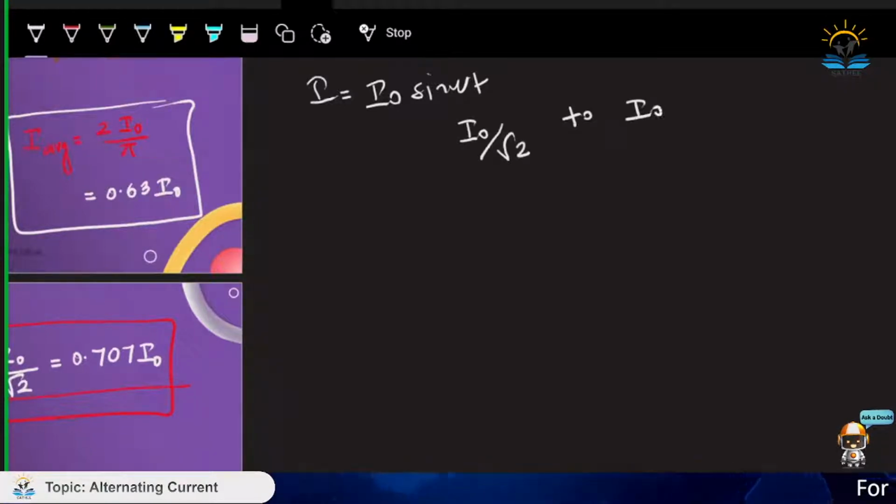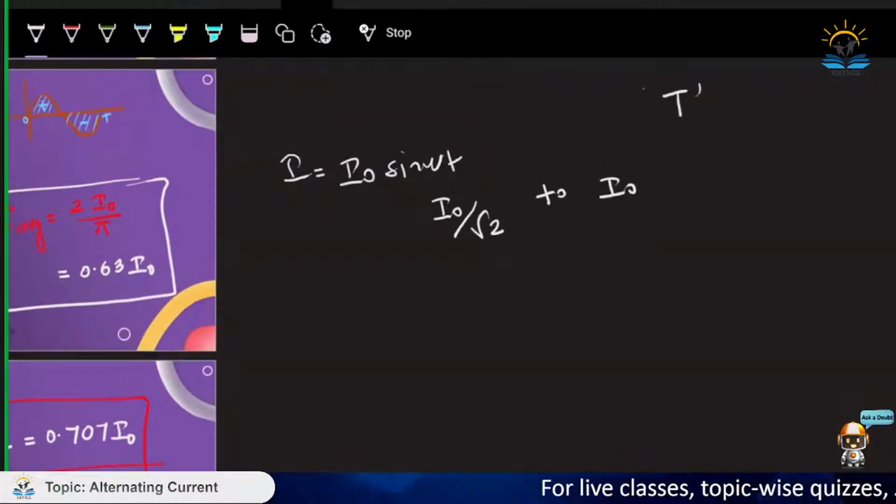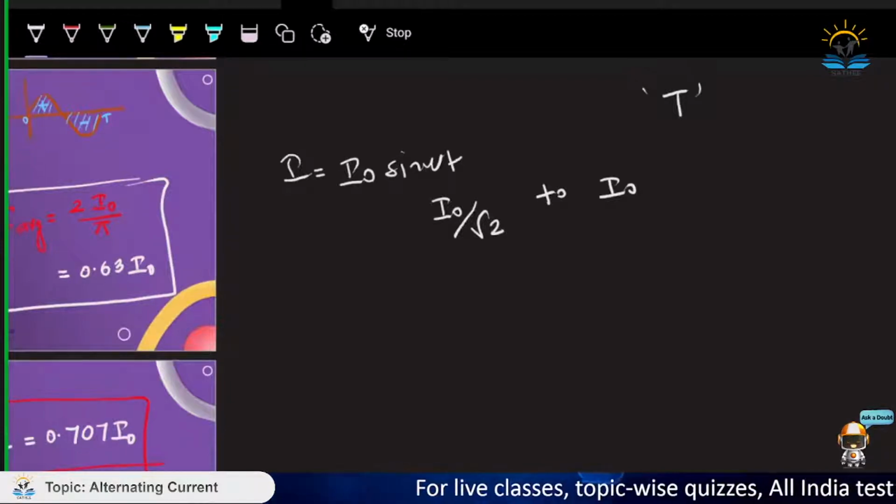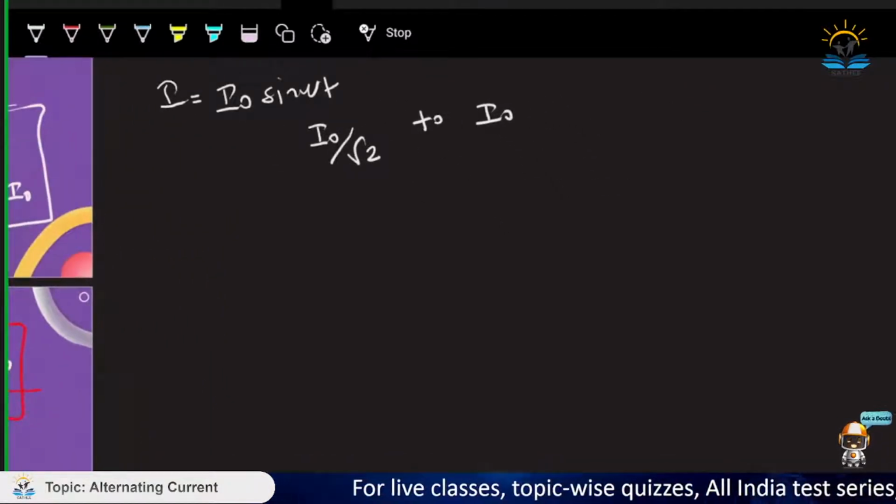to I naught. That is, the instantaneous current becomes I0 by root 2 to I0. You have to find out that time. And it is given that the time period is T. How do we find this? For that, we can use a phasor diagram.